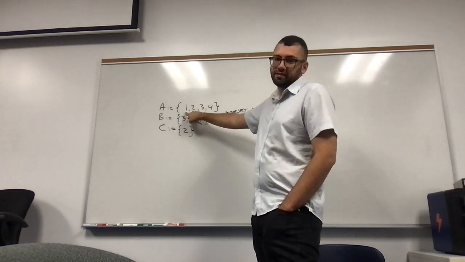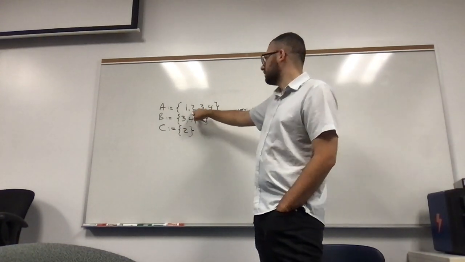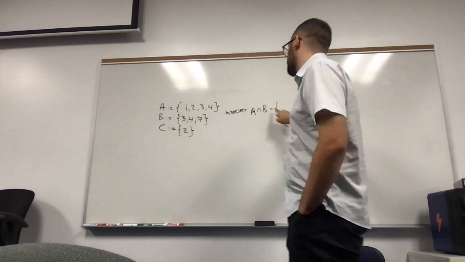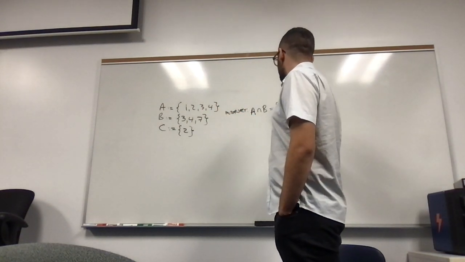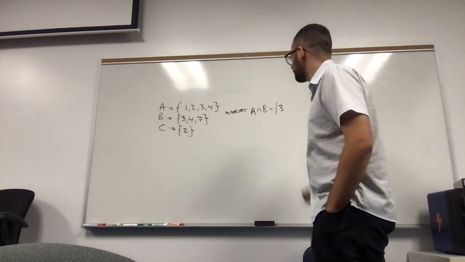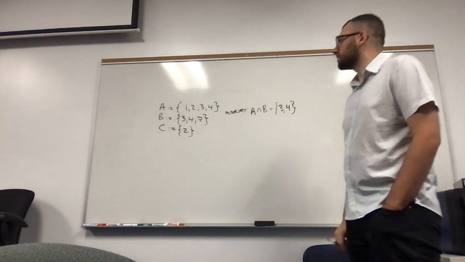So 1 is in A, but it's not in B, so it's not in the intersection. 2 is in A, it's not in B, so it's not in the intersection. 3 is in both, so 3 goes into the intersection. Same thing with 4. 7 is only in B, so it's not in the intersection.